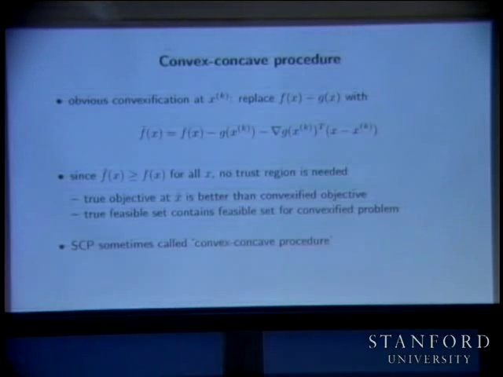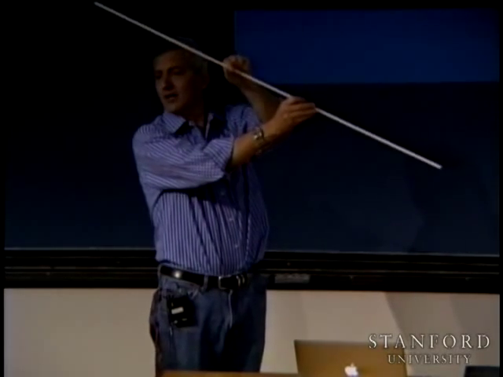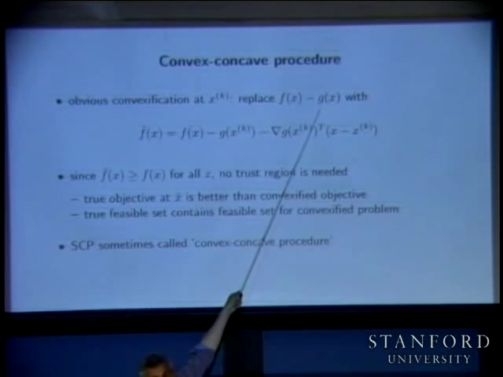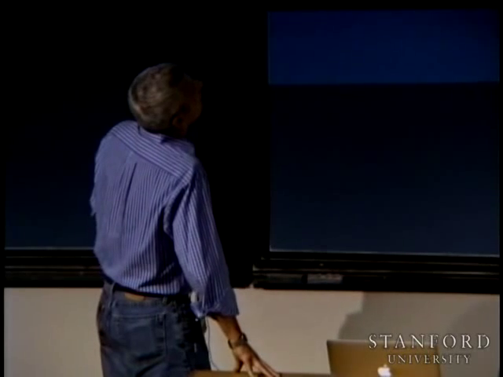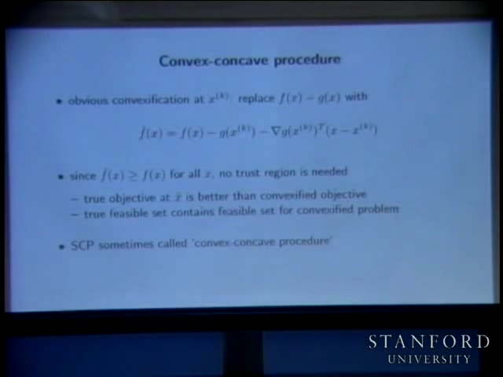Now, here's the cool part. When you linearize a concave function, your linear function is actually above the concave function at all points. Everybody agree? Because your function curves down, your approximation is like this. You have a global upper bound. And what that means is the following. You have replaced g with something that is bigger than g everywhere, and that means that your f hat is, have I got this right? Is it minus g? Minus g is bigger. Oh, minus g. So this means f hat is bigger than f of x for all x.